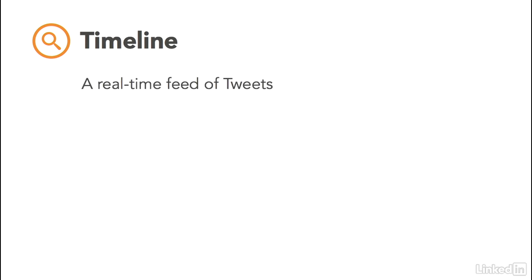Timeline. The timeline refers to a real-time feed of tweets. You may also hear me reference this as a stream or a feed. Your home stream, for example, is where you'll see all the tweets shared by your friends and other people you follow.